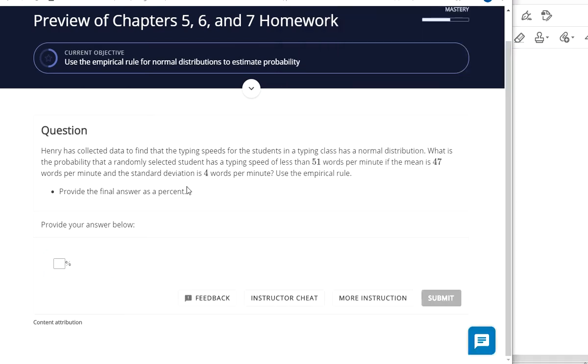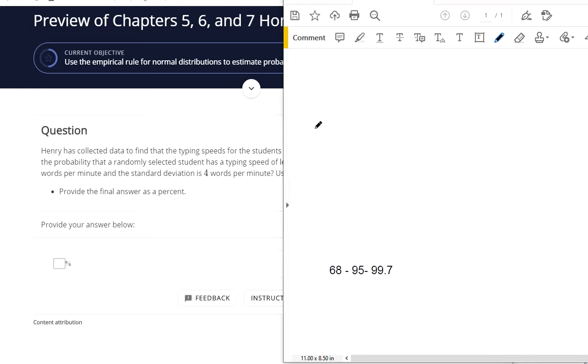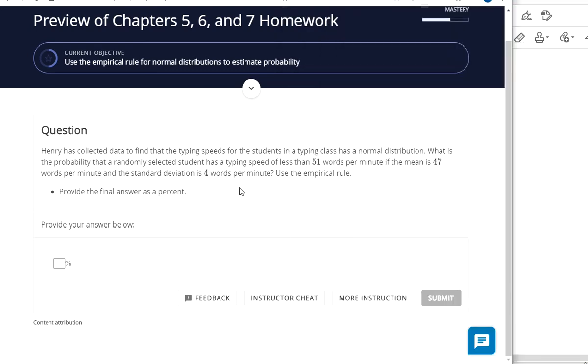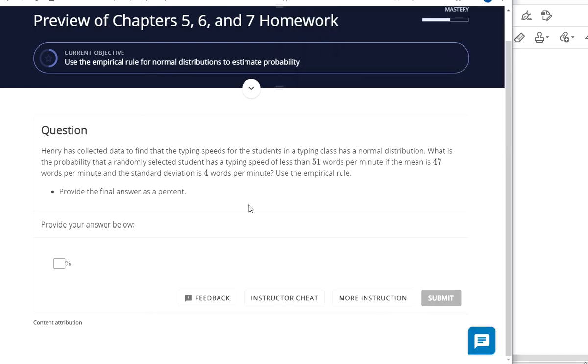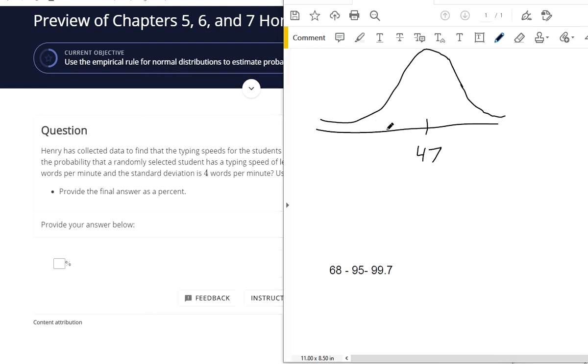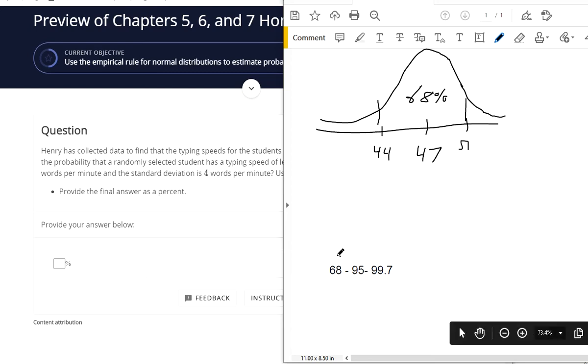Okay, Henry has collected data. Typing speeds of students in a class is a normal distribution. It's great when something's normally distributed and we get to use the 68, 95, 99.7 rule. The mean is 47. The standard deviation is 4. So that means between 44 and 51, we should expect to have 68% of the data. Okay, because that's 1 standard deviation from the mean.